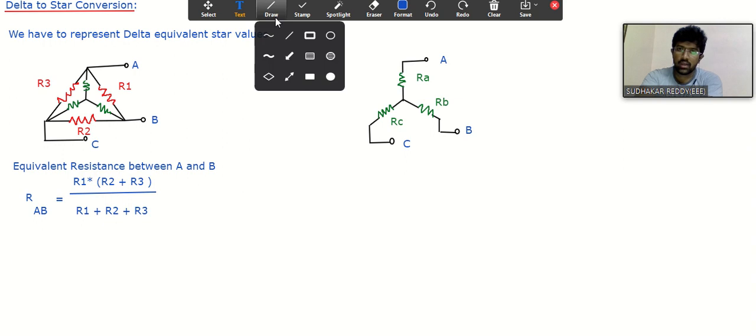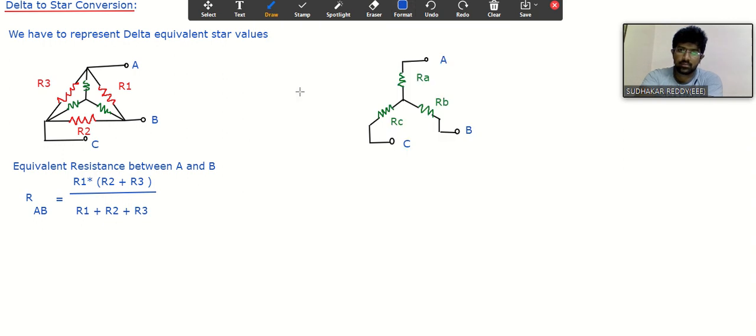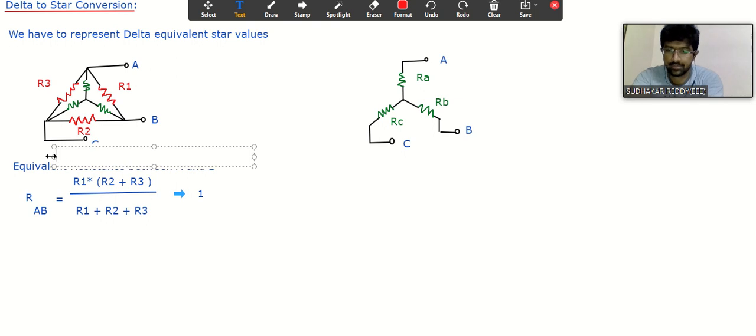Understood, right? I will consider this equation as equation number 1. Once you understood the equivalent resistance between the points A and B, now we are doing it for the delta connection, keep in mind. I will write here also, no problem. So this is the delta connection.